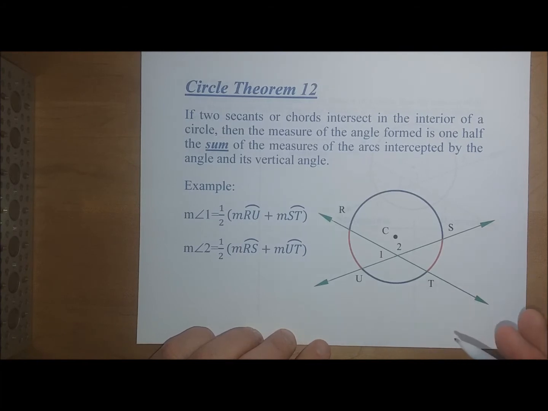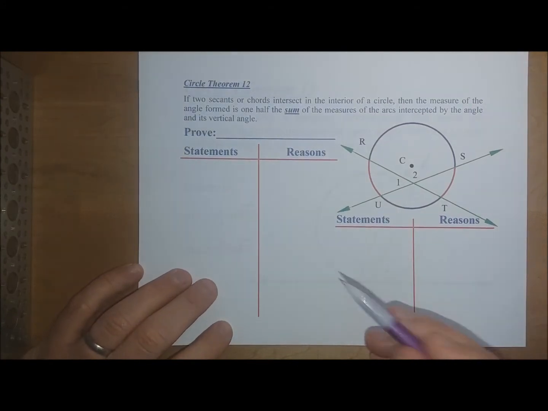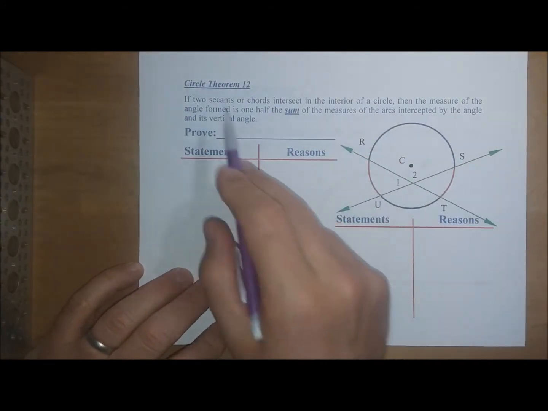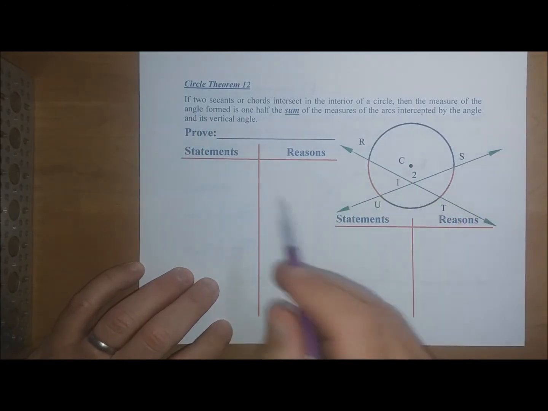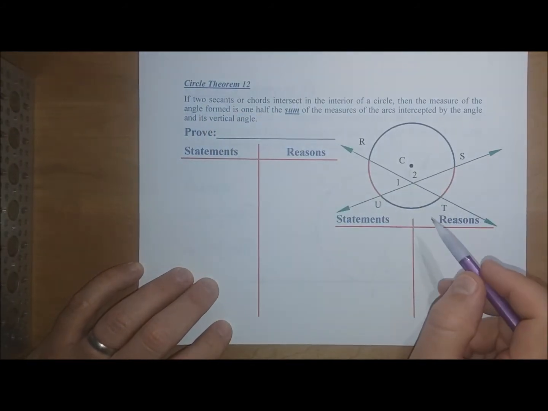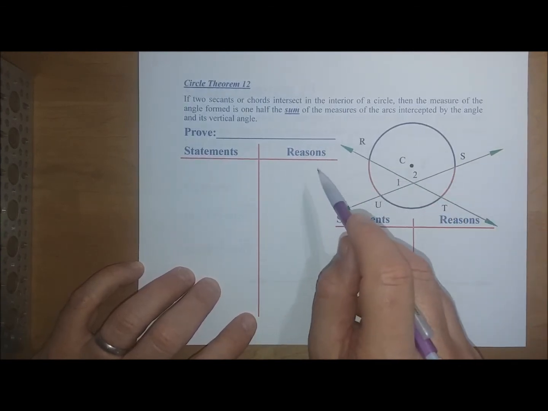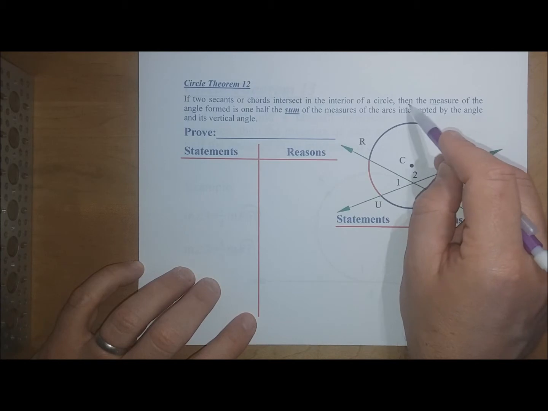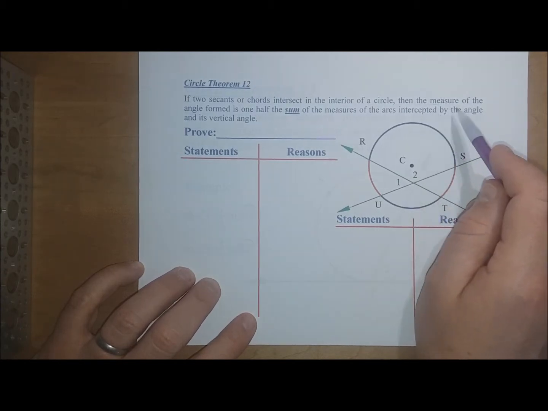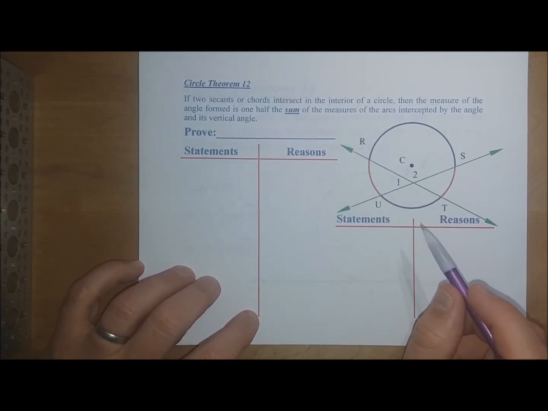Okay, how do we know this is true? How can we be confident of it? Let's tackle a proof of this. All right, here's our circle theorem 12, and don't forget, when you do a proof, basically what you're doing is taking this conditional statement that is the theorem. If this, then that. We've got if, hypothesis, then conclusion. And it's our hypothesis that is our given information. And it's our conclusion that is what we're being asked to prove. So this, after the word then, is our conclusion. Prove that the measure of the angle formed is 1/2 the sum of the measures of the arcs intercepted by the angle and its vertical angle.